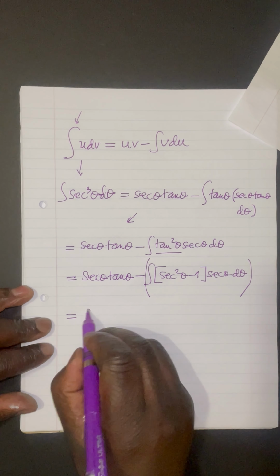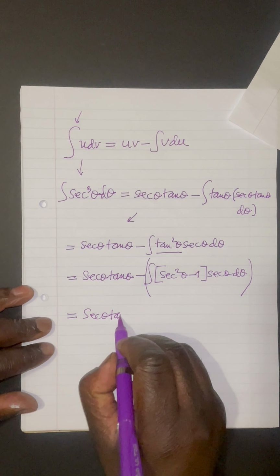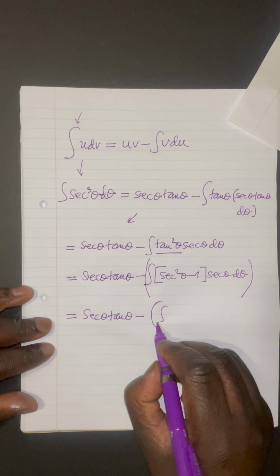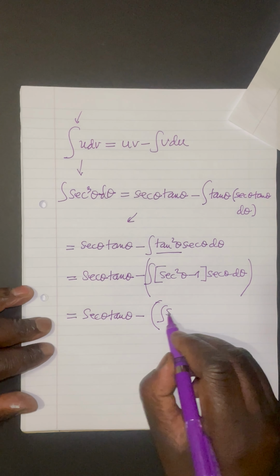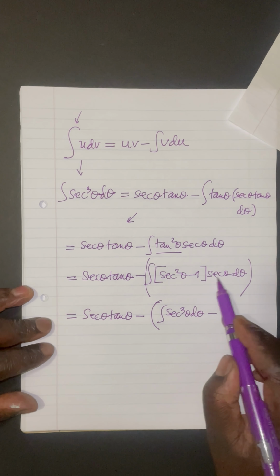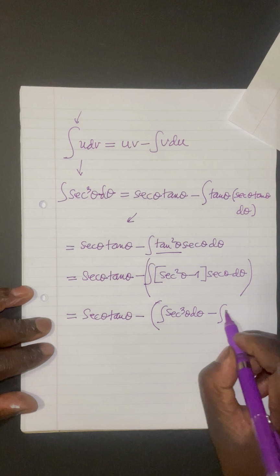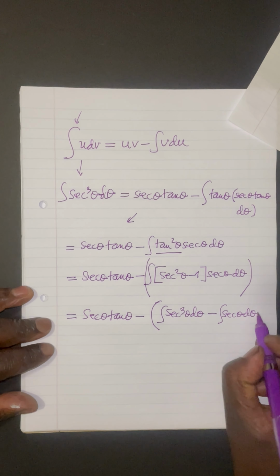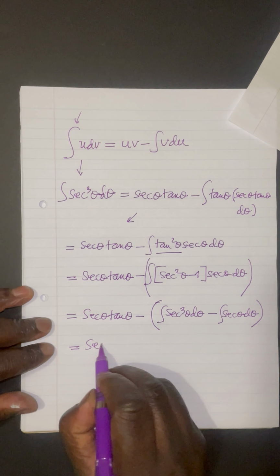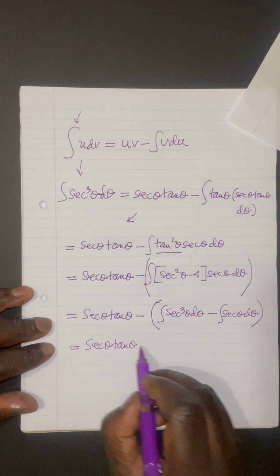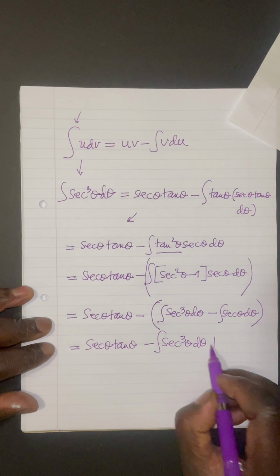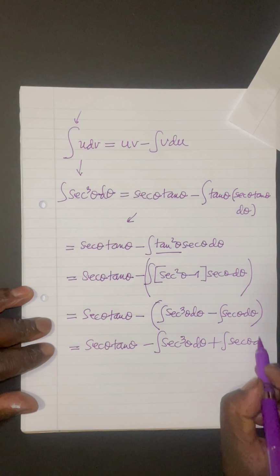So this is going to be sec of theta tan of theta minus, and I'm going to have that bracket there. So it will be now the integral of sec cubed theta d theta minus, remember this now has to multiply by that, it will be the integral of sec of theta d theta. Now removing these brackets here, you'll agree with me that this is equal to sec of theta tan of theta minus the integral of sec cubed theta d theta plus the integral of sec theta d theta.